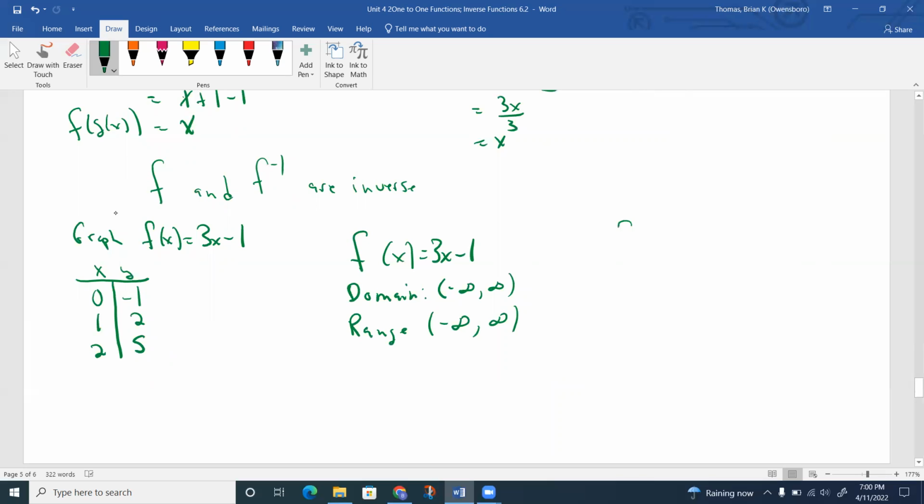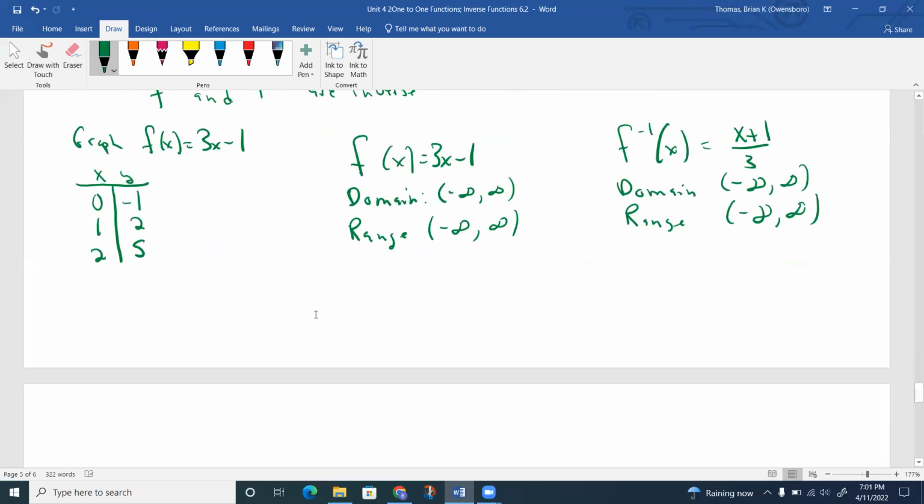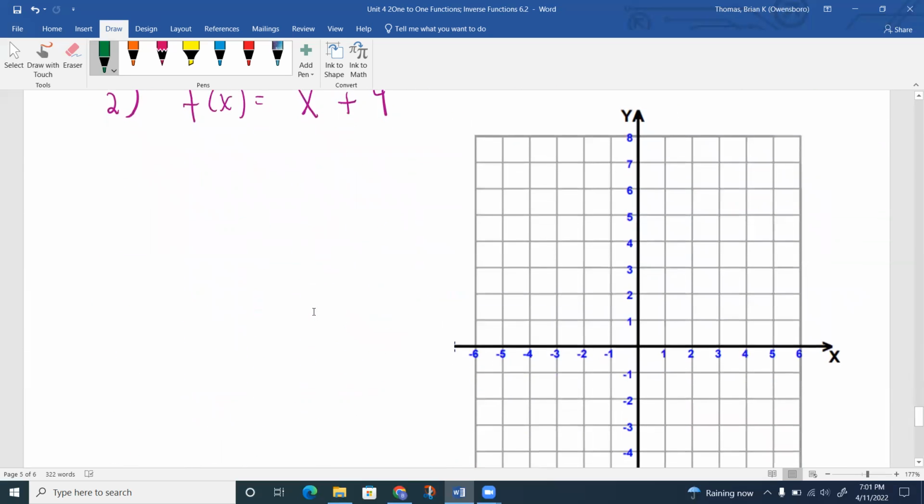When I look at the inverse function, x plus 1 over 3, its domain and range is also going to be the same. So it's going to be -infinity to infinity and -infinity to infinity. So there aren't any domain or range restrictions there. Let's try to do one more of these.